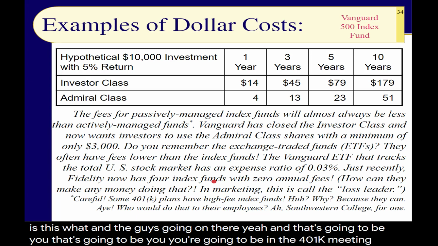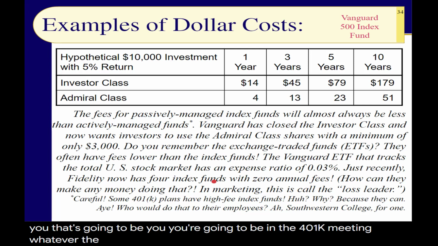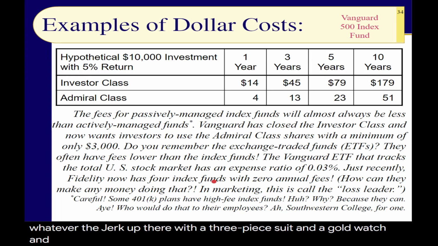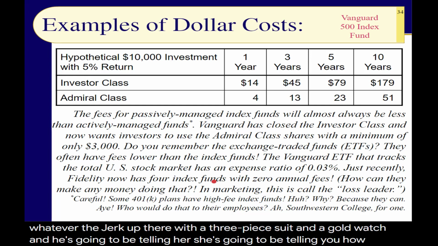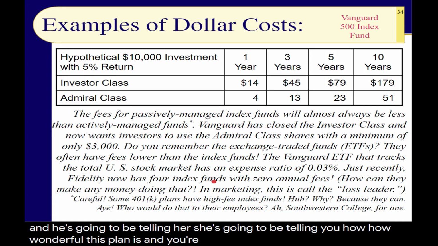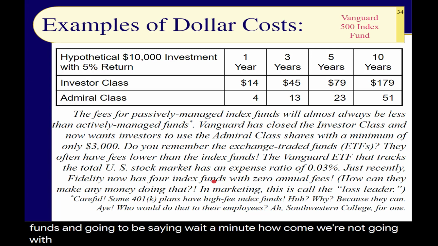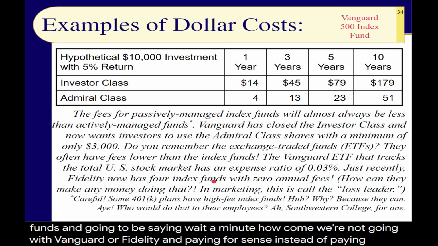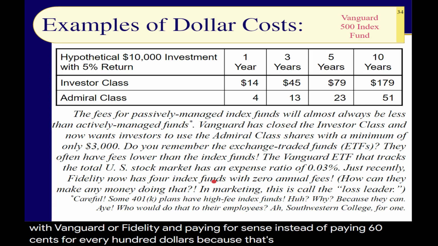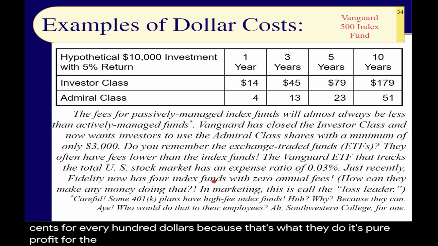401k meeting, whatever the employer-sponsored plan meeting, and there's going to be some jerk up there with a 3-piece suit and a gold watch, and he's going to be telling you, or she's going to be telling you how wonderful this plan is, and you're going to be looking at these index funds, and you're going to be saying, wait a minute, how come we're not going with Vanguard or Fidelity and paying 4 cents instead of paying 60 cents for every $100? Because that's what they do. It's pure profit for the insurance company.